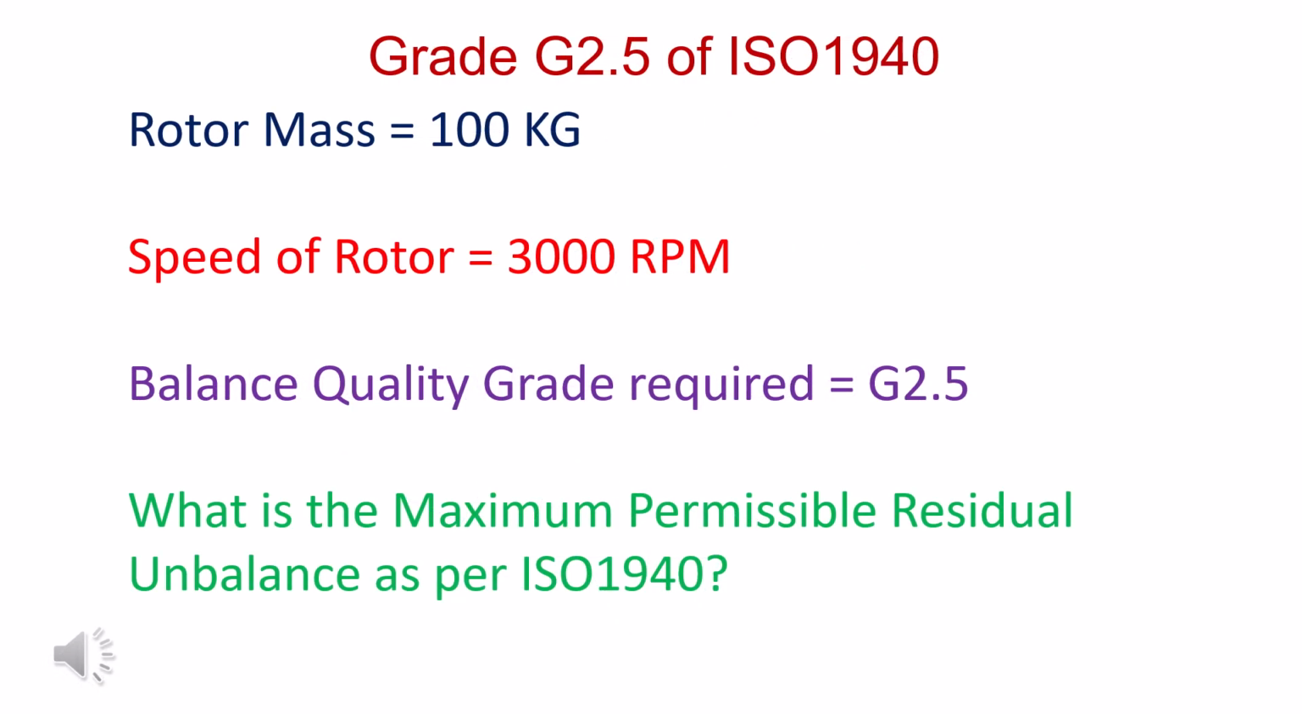Rotor mass is equal to 100 kg. Speed of rotor is equal to 3000 rpm. Balance quality grade required is equal to G 2.5. What is the maximum permissible residual unbalance as per ISO 1940?